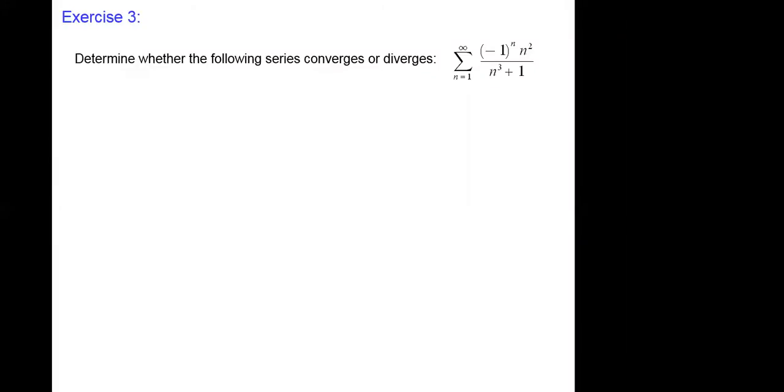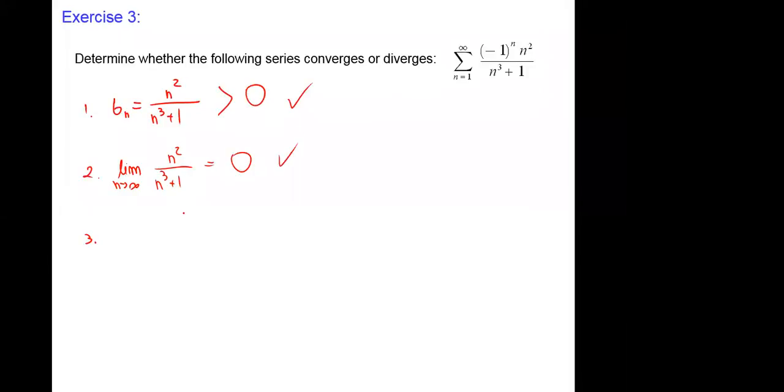Determine whether the following series converges or diverges. -1 to the n, of course it's an alternating one, n squared over n cubed plus 1. That means my b sub n formula without the alternating part is this. And n is positive, then the entire formula is positive. Limit at infinity of n squared over n cubed is of course 0, and the denominator is growing faster. This will be decreasing. The next term is definitely smaller.